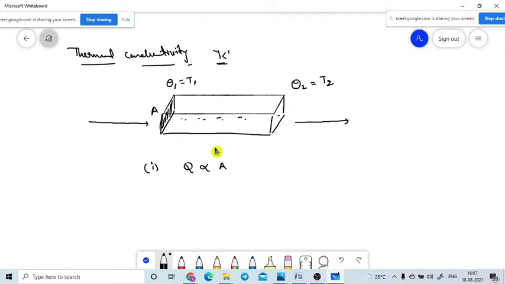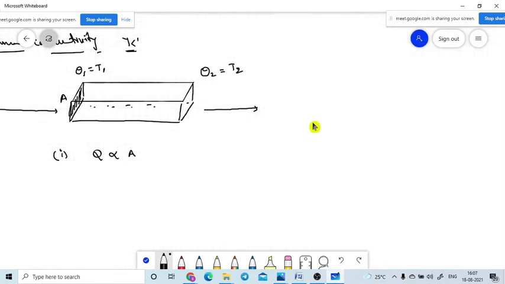Now I am parallelly discussing with current also. What is meant by current? Current I is nothing but the charge flow rate. It is the amount of charge flowing through a unit area of cross section in unit time, that is Q by T.